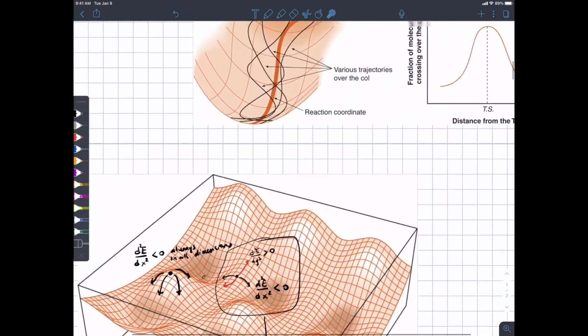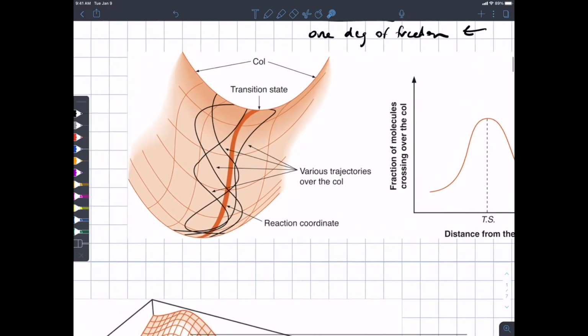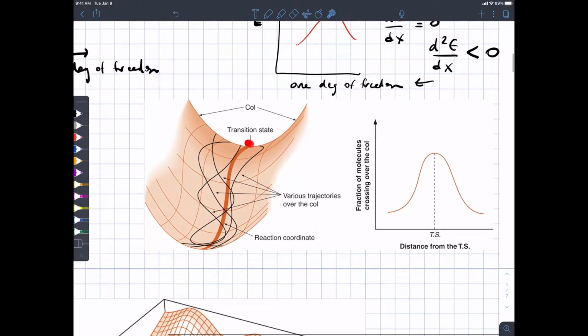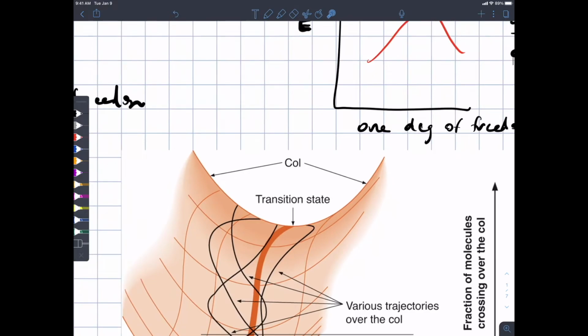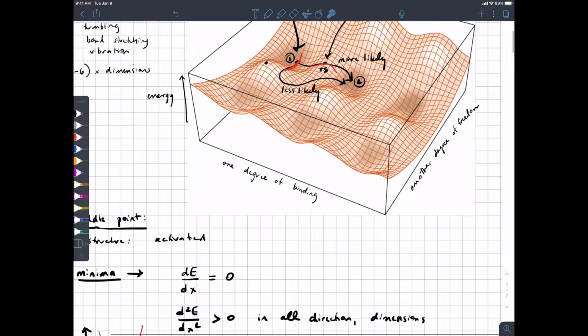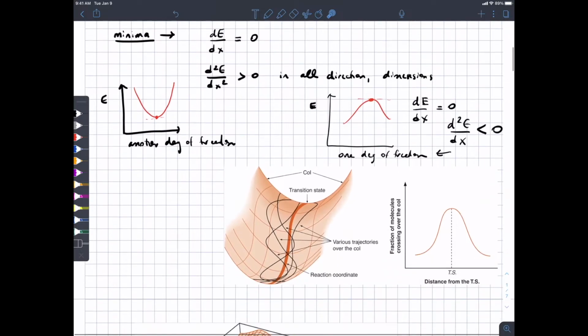There's a couple of interesting terminologies that are sometimes used. This is the transition state. This is one of those saddle points. And the edge of that saddle is sometimes called the col. I don't know why. Maybe that's a mountaineering term. I tried to look it up and I couldn't even figure it out. But the col represents the variation in energy along every other dimension other than the one that gets you over the saddle point.